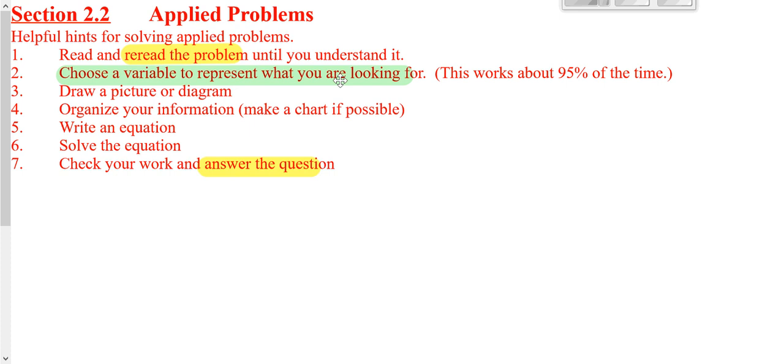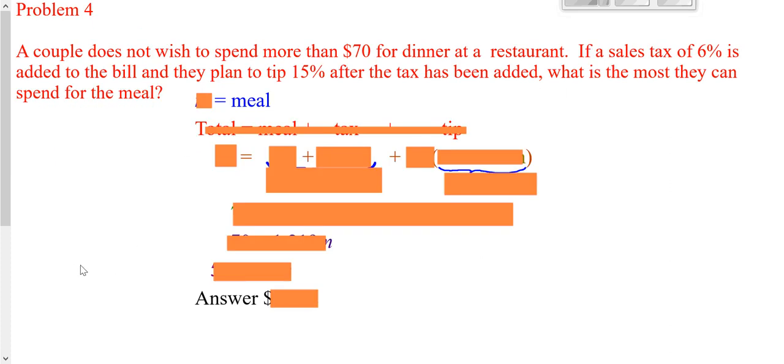Then from that chart or from the problem, you'll write an equation, then you solve it, and then you just have to make sure you check your work and actually answer the question that's being asked. So don't just go ahead and solve the equation and stop. So go ahead and pause the video while you read this problem multiple times.